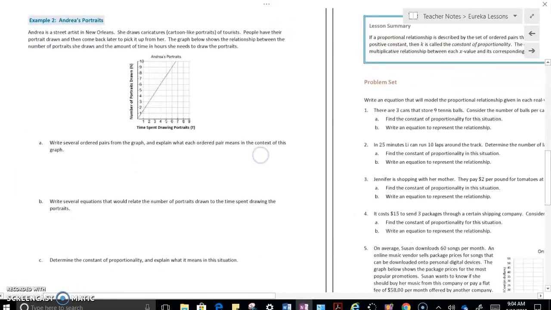Okay. Andrea is a street artist in New Orleans. She draws a caricature, cartoon-like portraits of tourists. People have their portrait drawn and then come back later to pick it up from her. The graph below shows the relationship between the number of portraits she draws and the amount of time in hours she needs to draw the portraits. Let's make sure we understand that this represents hours. Time is usually x.